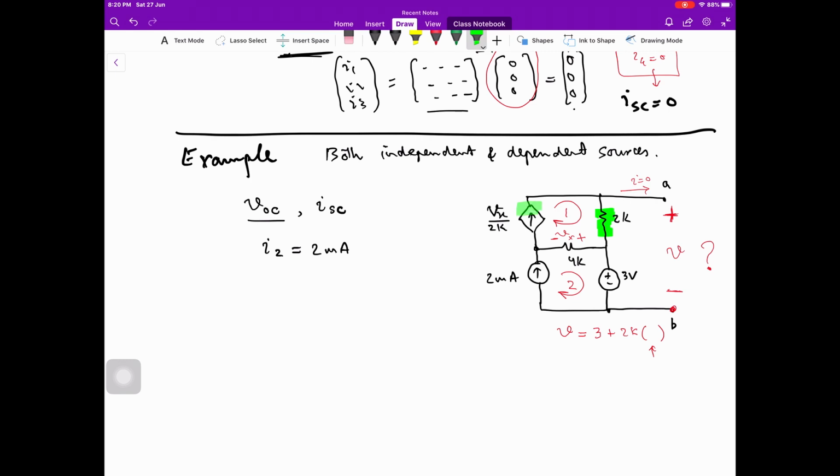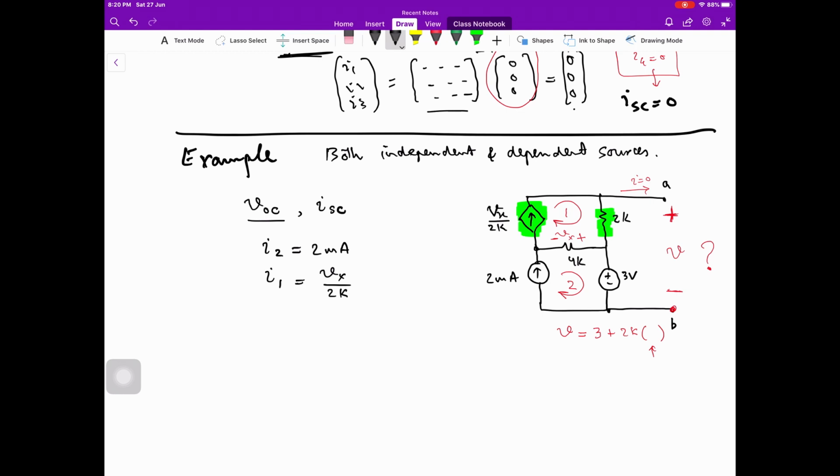In mesh 1, what is I1? I write it over here. I1 is Vx divided by 2K. If Vx is 2000 volts, it is 1 ampere. If Vx is 10 volt, it is 5 milliampere. Whatever Vx is, it will determine the current which is flowing through this dependent current source.